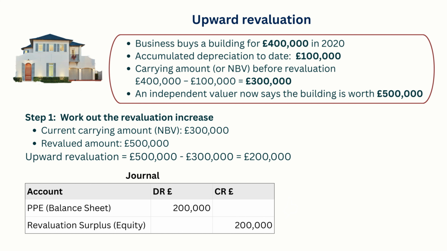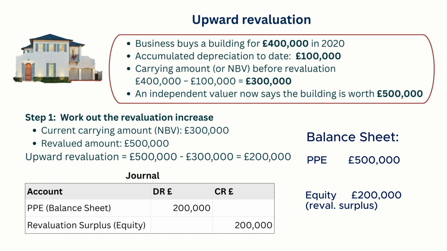Step 4. How the accounts look after revaluation. In the balance sheet, non-current asset building is $500,000, equity revaluation surplus is $200,000, profit for the year is unchanged. The increase is not income, it sits in equity, not profit. It's labelled separately as a revaluation surplus, so accounting keeps it out of profit to avoid overstating performance. An upward revaluation increases the asset's carrying amount, but because the gain is unrealized, it is recognized in equity as a revaluation surplus rather than in profit or loss.